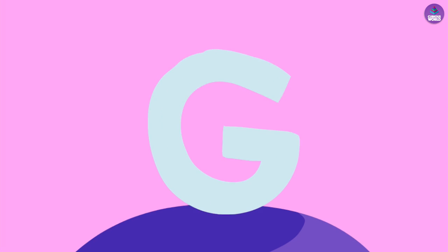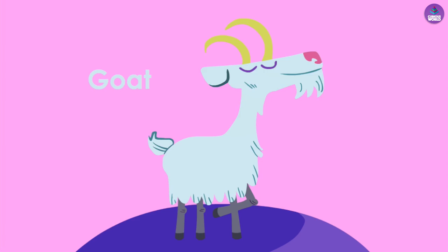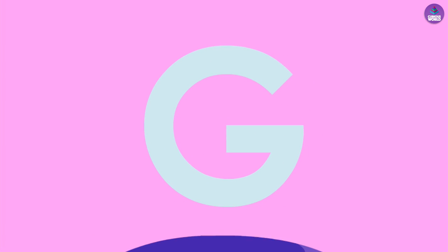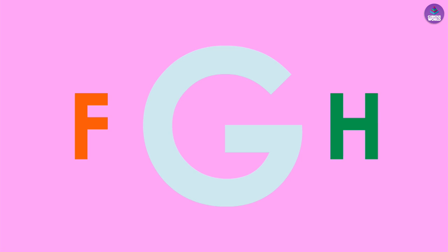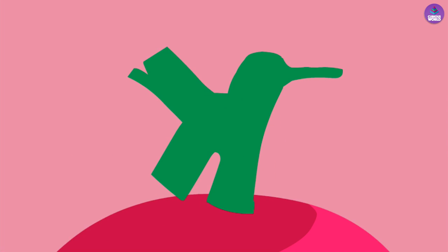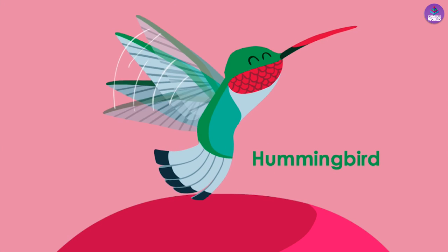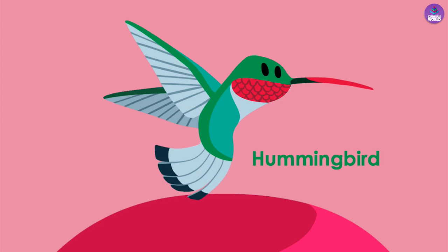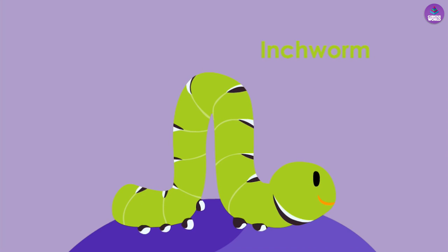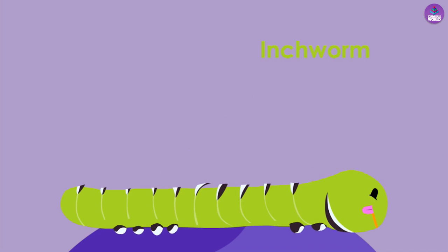G is for goat. G. H is for hummingbird. H. I is for inchworm. I.